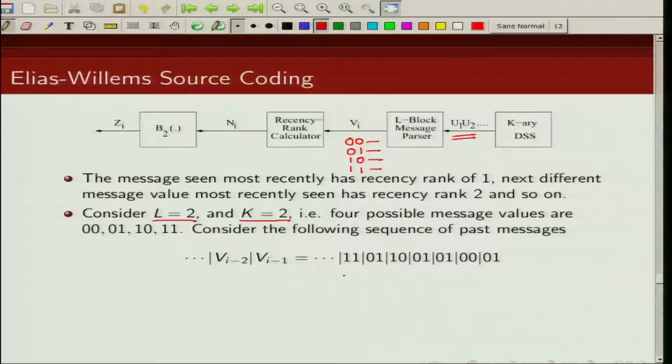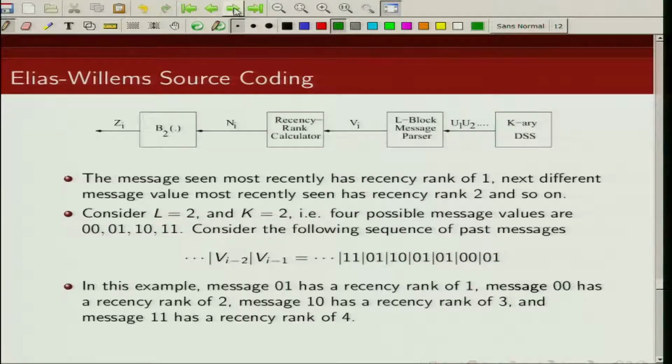So let us consider that this is a sequence that you have encountered in the past. So this is Vi minus 1, this is Vi minus 2, this is Vi minus 3, Vi minus 4, and so on. Now, which among these 4 sequences has occurred most recently? That is 0 1. So 0 1 will be assigned a recency rank of 1. So message 0 1 will be given a recency rank of 1.